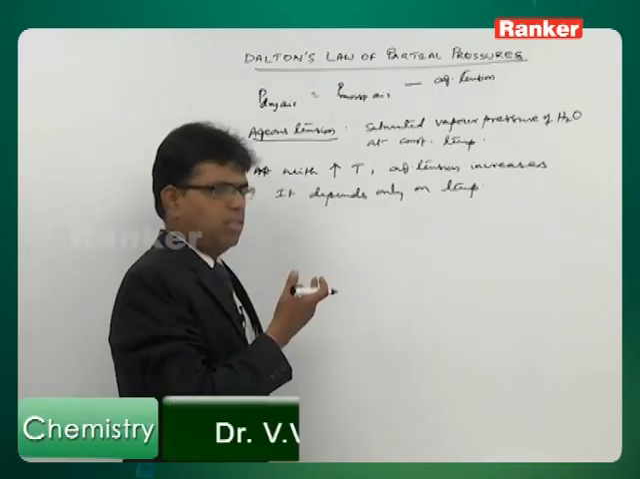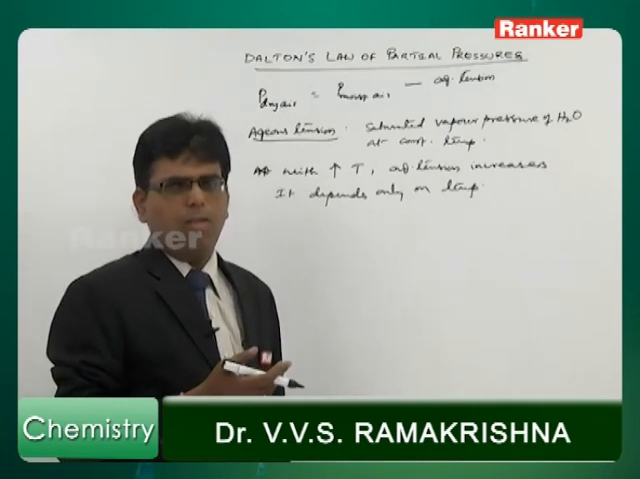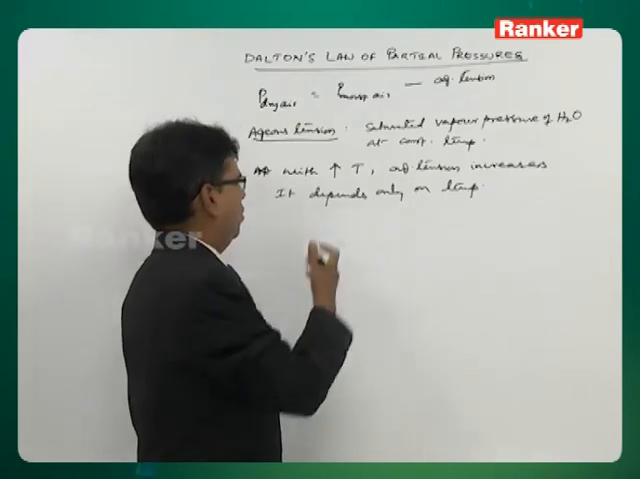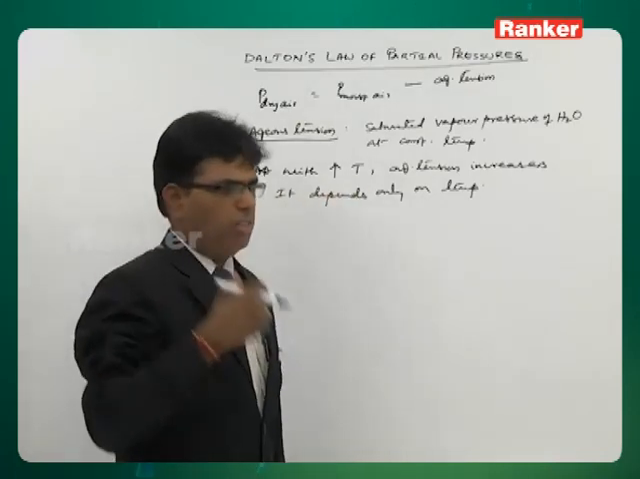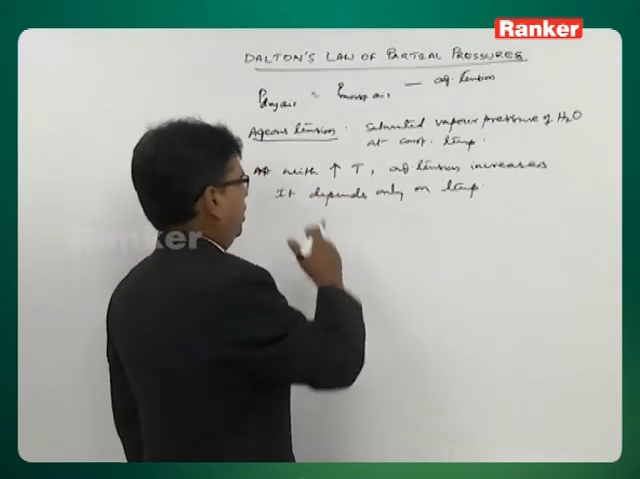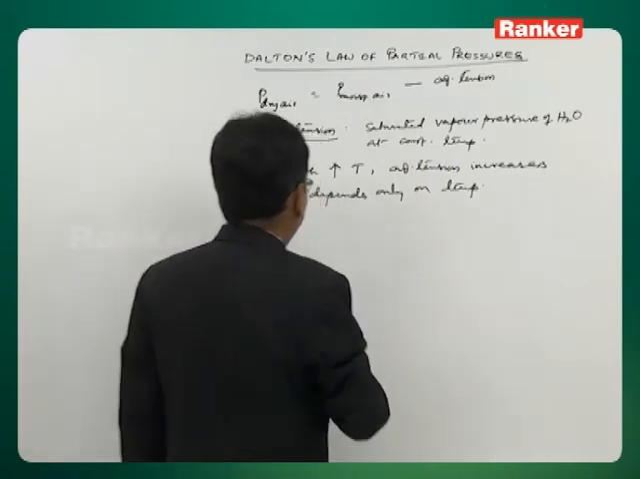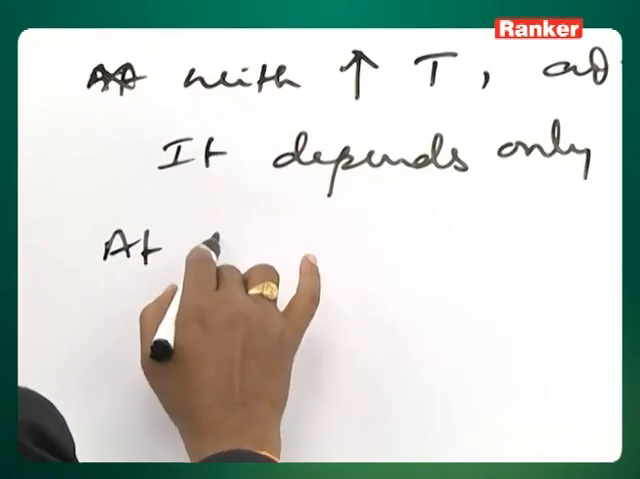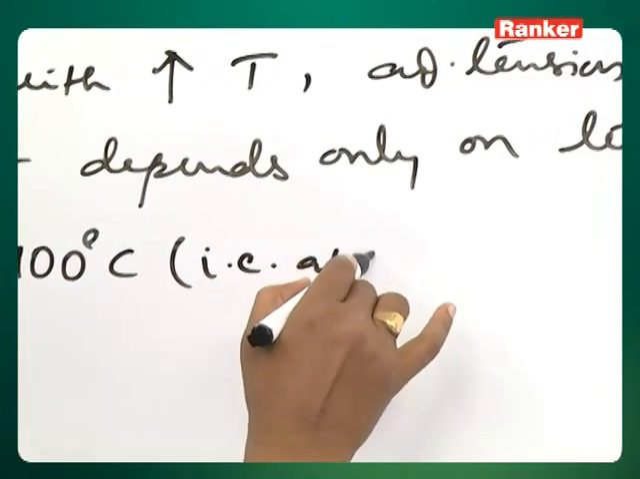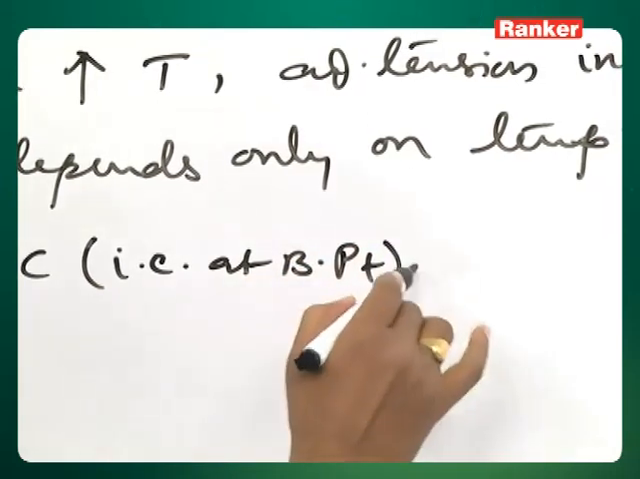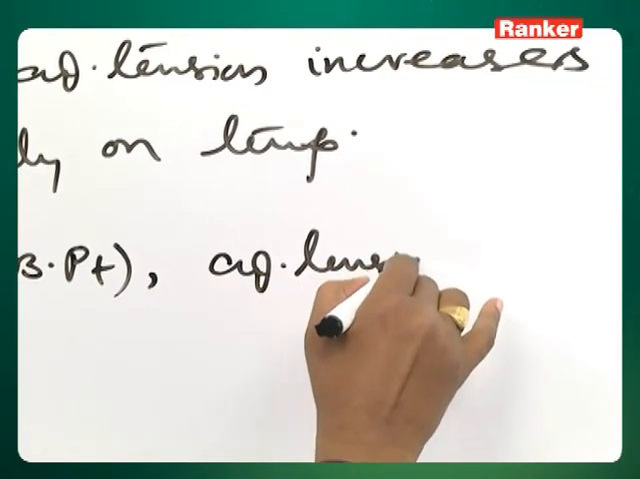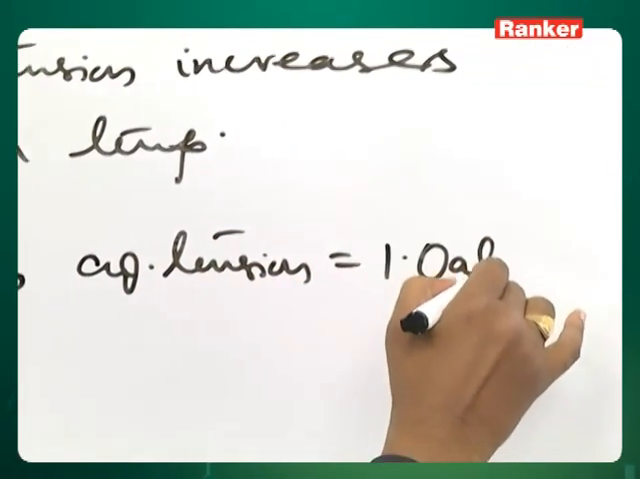Actually we discuss about the vapor pressure of liquids in the liquid state also as well as in the liquid solutions topics. This vapor pressure is constant at constant temperature and this is saturated vapor pressure, so it is constant, right. But with increase in temperature aqueous tension increases. At 100 degrees Celsius, that is at boiling point, aqueous tension is equal to 1 atmosphere.